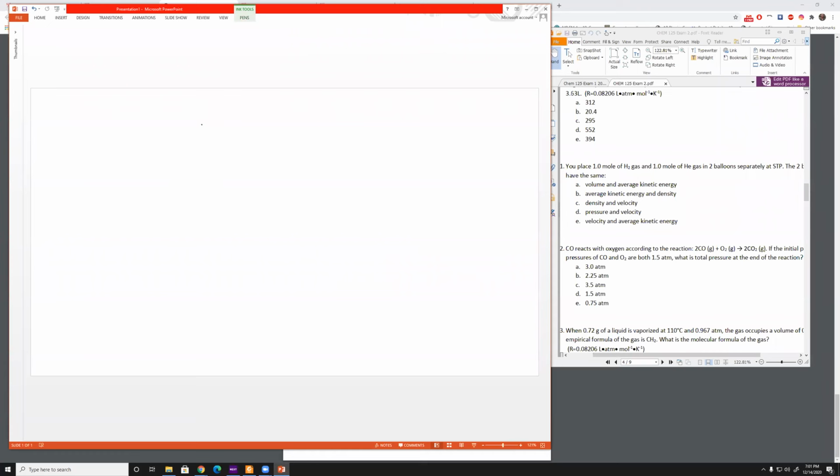Okay, so we have 2CO plus O2 yields 2CO2. They're both 1.5. So we can say that we now have 1.5 CO2 plus, this would now be half of that, so 0.75 O2 yields 1 CO2. So we basically didn't cut it in half, we cut it into the amount that we have.